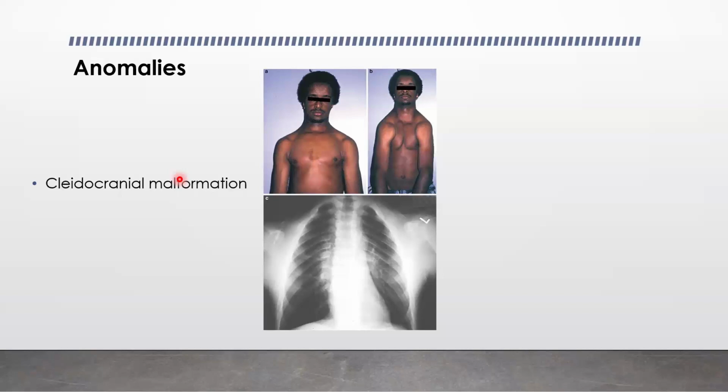In this person, you can appreciate there is absence of the clavicle here. That's the reason why the person can move the arms that way. Similar case, next to it, you can appreciate there is absence of the clavicle there. So that is cleidocranial malformation. The person has an issue to do with that. So that's majorly about it.